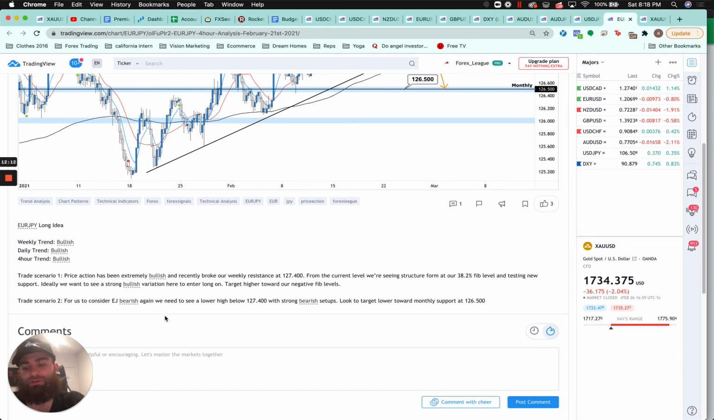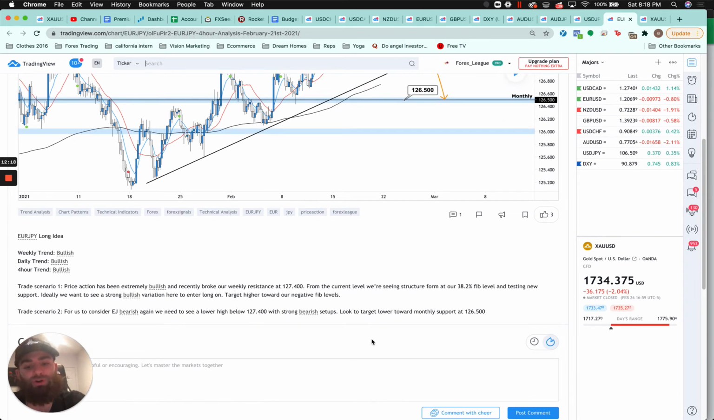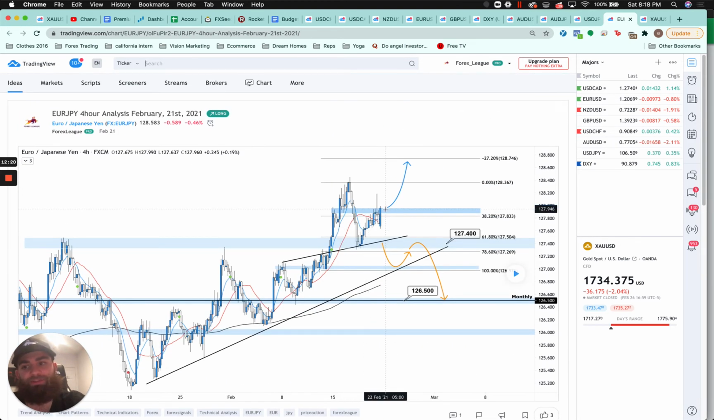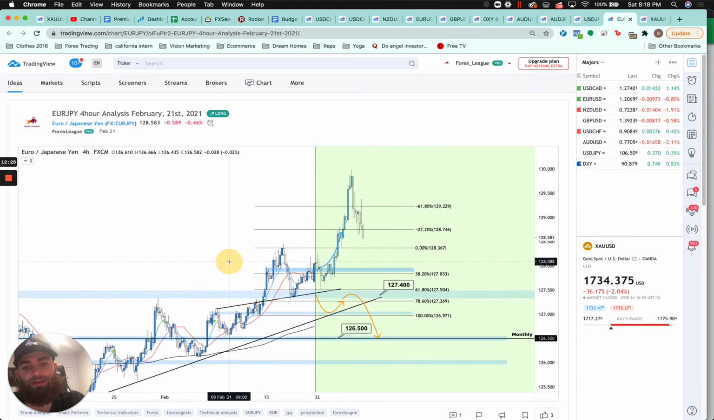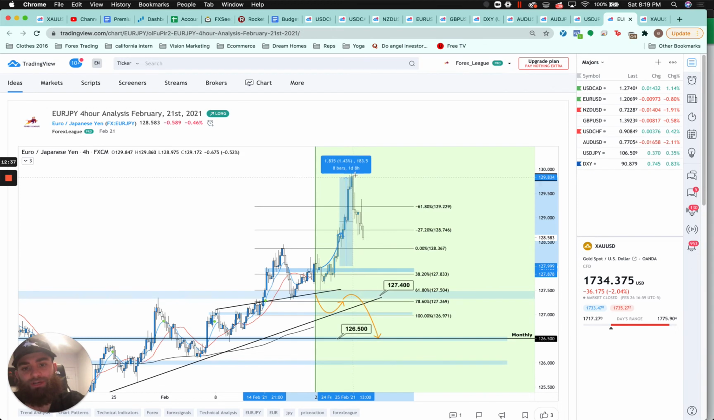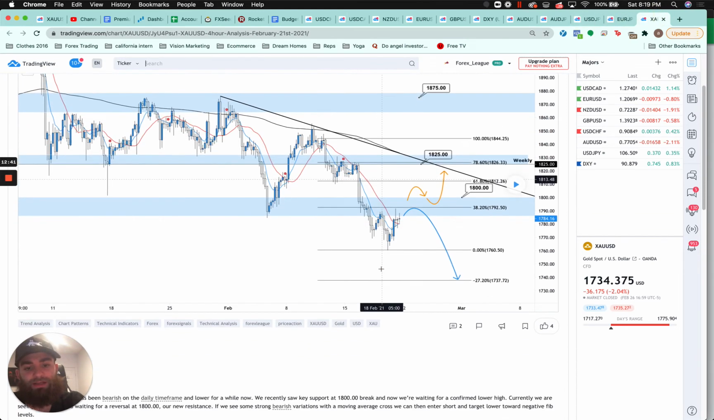Trade scenario 2, for us to consider EJ bearish again, we need to see a lower high below 127,400 with a strong bearish setup. So either looking for this thing to continue higher or reject this level and start to push lower. As we can see here, price ended up swinging higher. The entries would have been in this area, right in here, or even in this area after this long wick. This thing did push up about 190 pips, so definitely some solid analysis there.